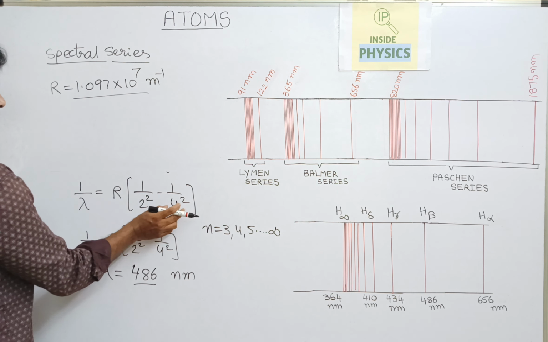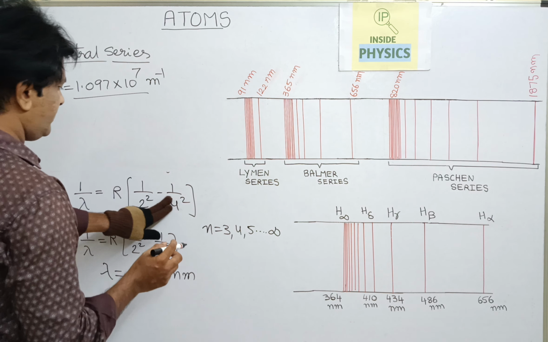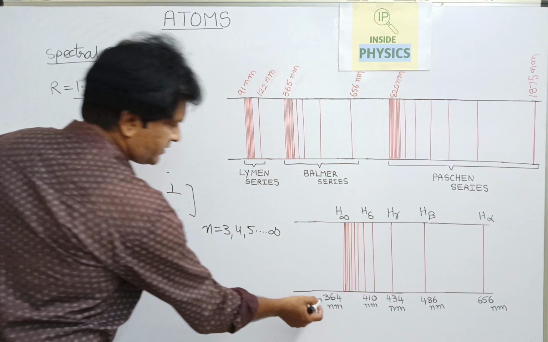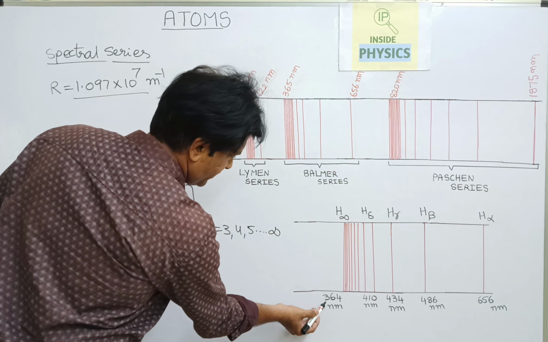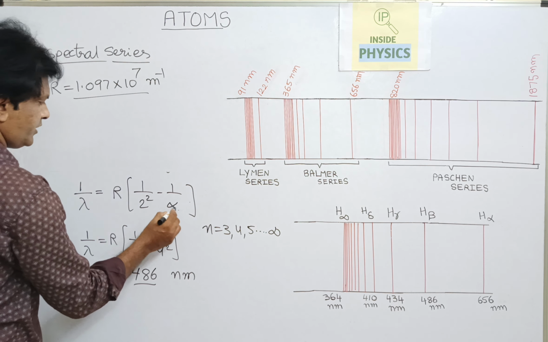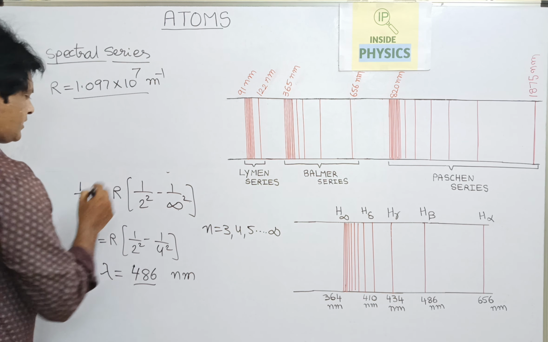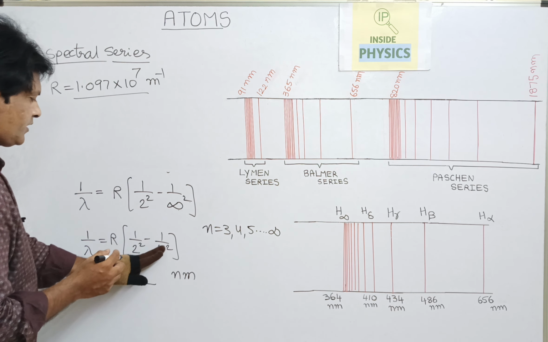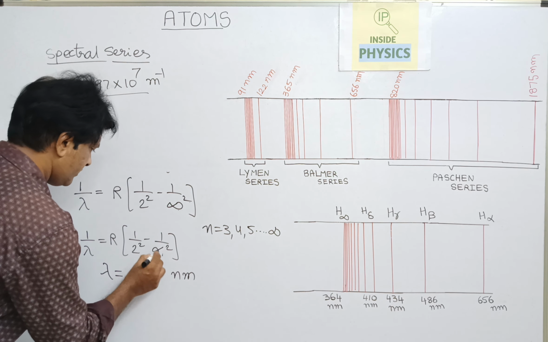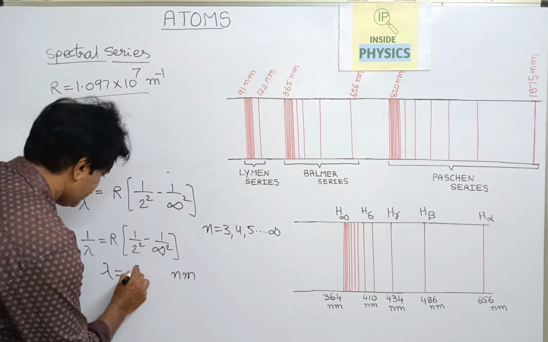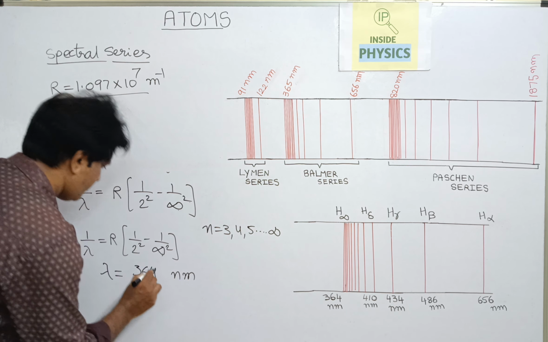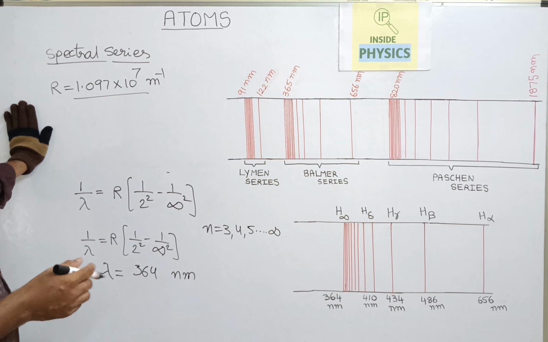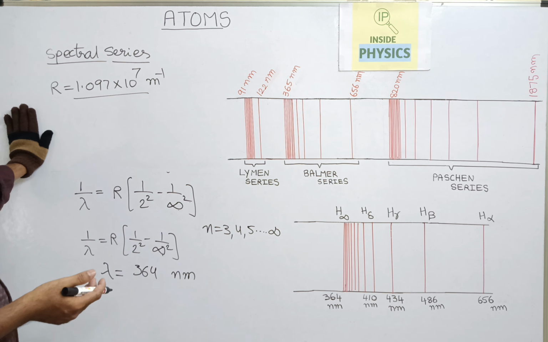If you put n as infinity, to get the last spectral line wavelength, that means 364, this term will become 0, and you will get the value as 364. So this is the simple formula Balmer has given to calculate the wavelengths of different spectral lines.